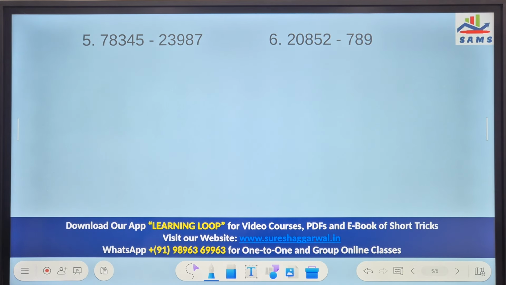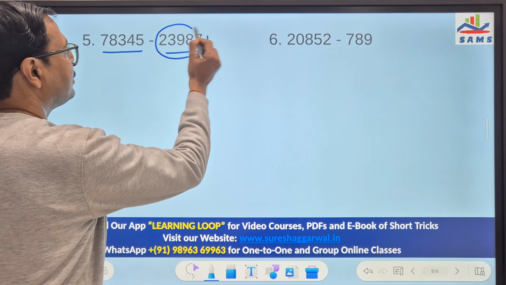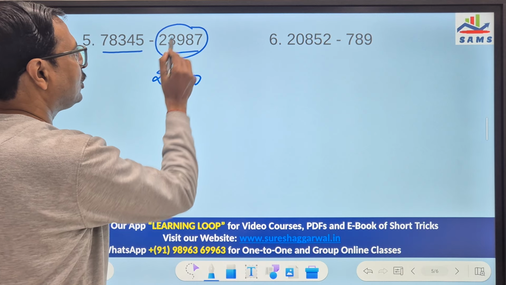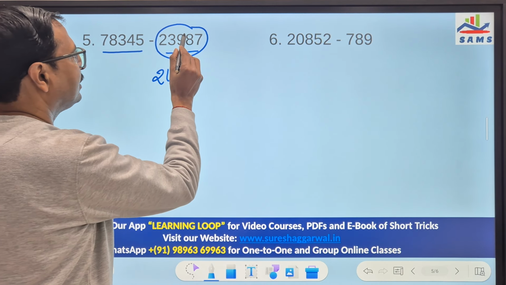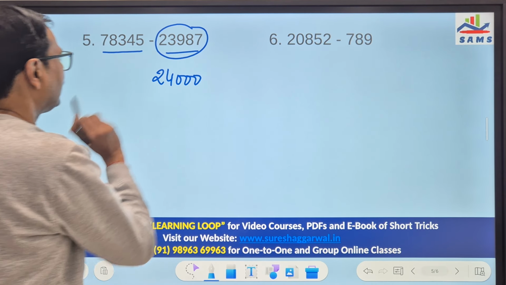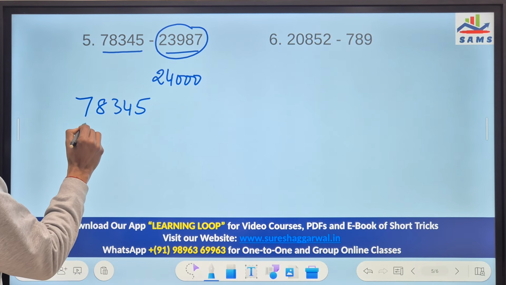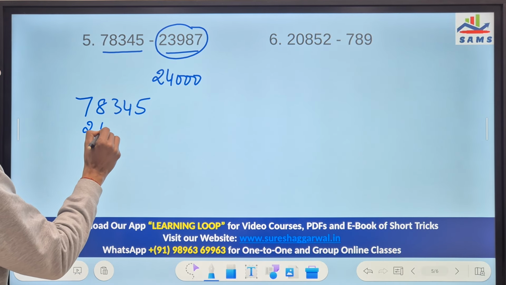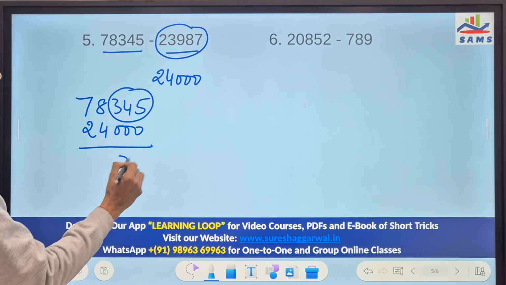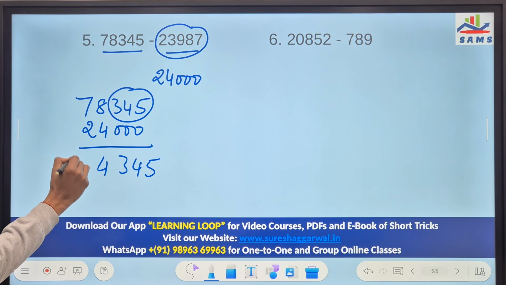Let's have 2 more questions. Here you can see a 5-digit number and a 5-digit number. But I see this number and I immediately think about 24,000. Why? Because this is very close to 24,000, and rather this is 13 less than 24,000. So what will I do? 78345 is already there, and I will first subtract 24,000 from this, which is much easier because the last 3 digits are not going to change. 345, and 8 minus 4 is 4, 7 minus 2 is 5.